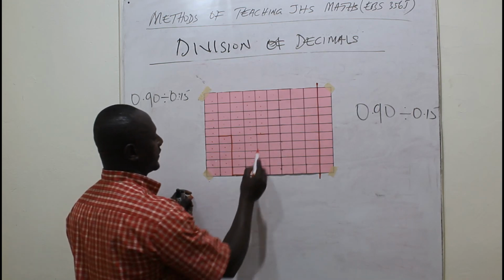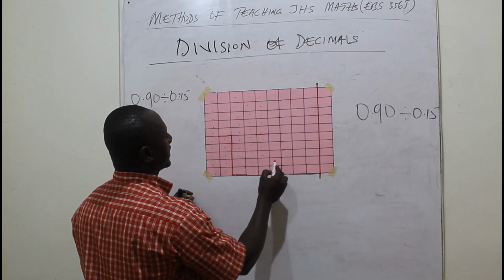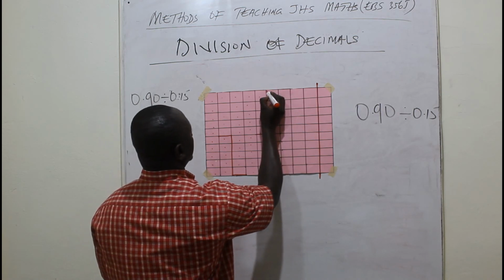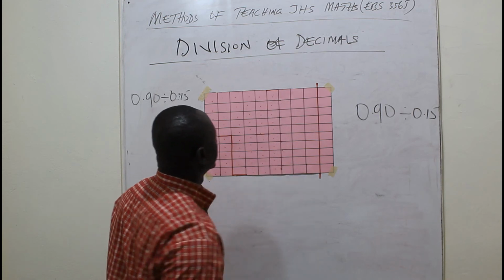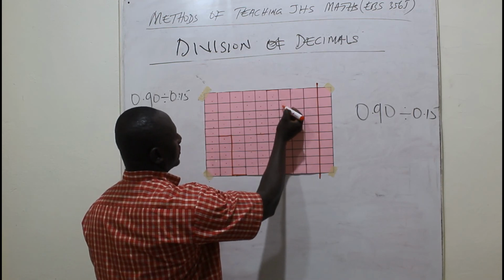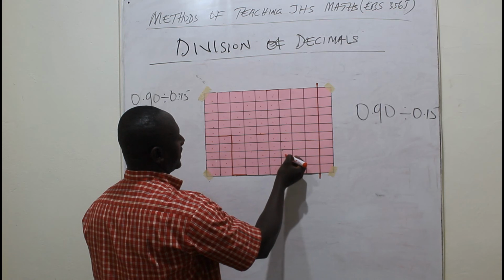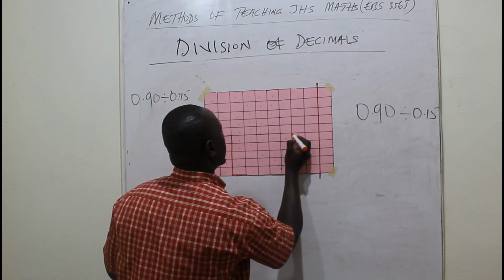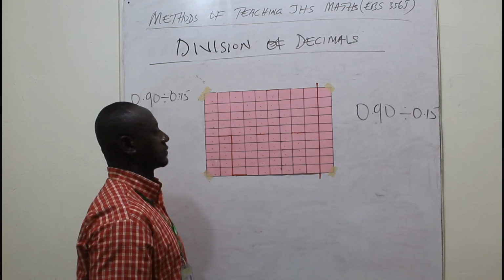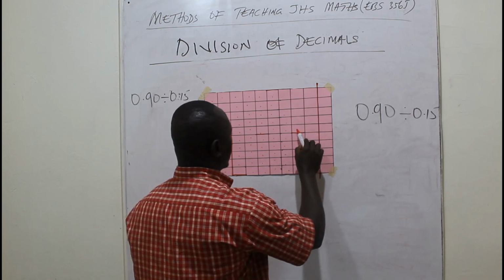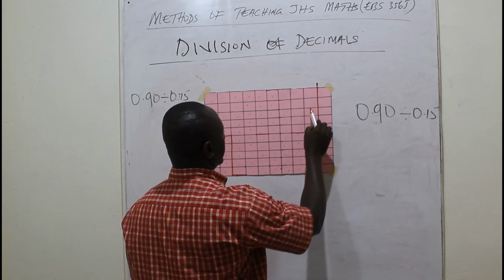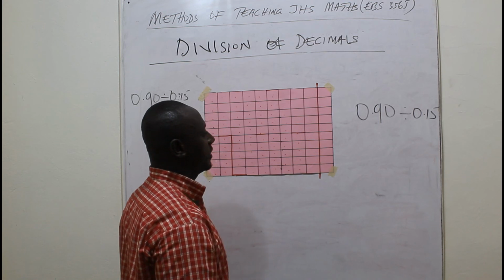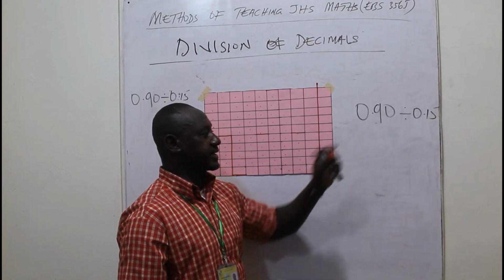Then we count another 15. That 15 is also ending here. Then we count another one, 1 to 15. That one is ending here. And then we count 1 to 15 again. You can see we have exhausted the 0.90.